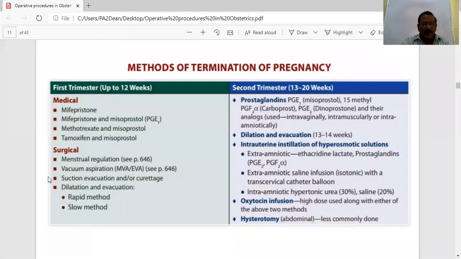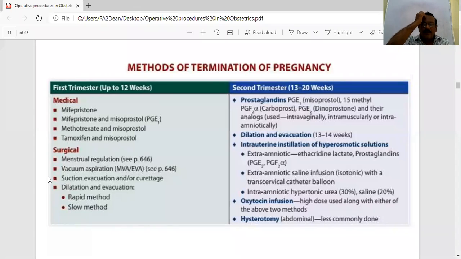Then suction evacuation and curettage. With electrical suction, by putting a cannula inside the uterine cavity, we can do suction evacuation. Then dilatation and evacuation: we dilate the cervix with Hegar dilators. This may be with a rapid method or a slow method. In the rapid method, we dilate with Hegar dilators and do the evacuation. If we want a slow method, we can dilate the cervix with laminaria tents. These are all the procedures in the first trimester.